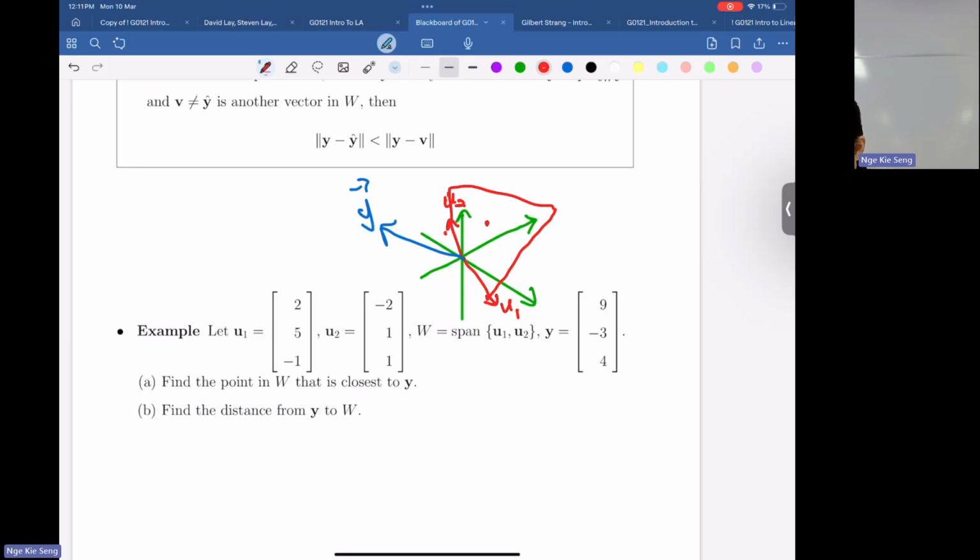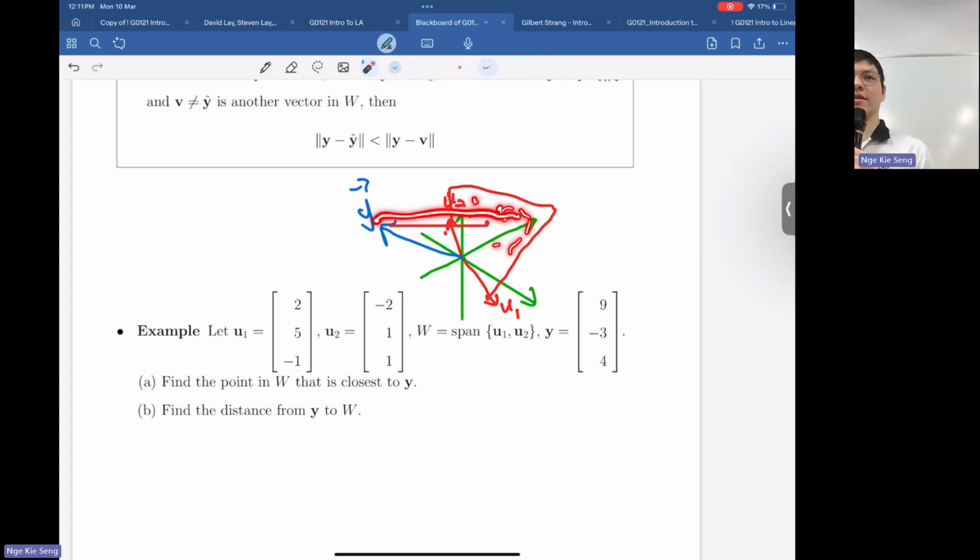Closest point in W. Closest to who? Closest to Y. Okay, so what is this question asking? Find the point in W that's closest to Y. What do you think? Closest point in W. So you need to find a point in W, right, and then form a line between Y and this point in W.